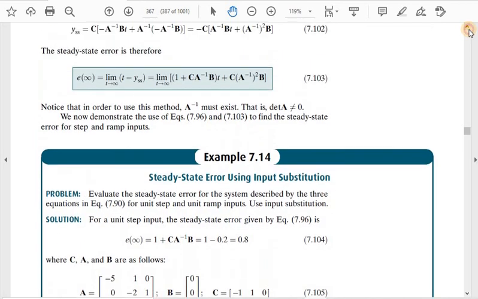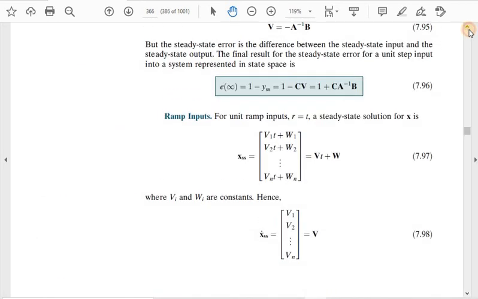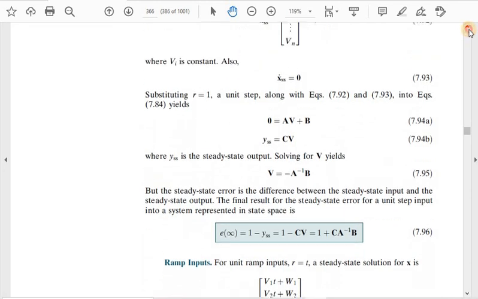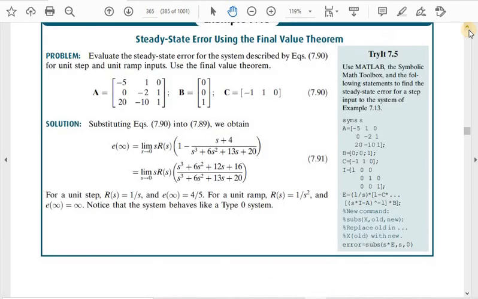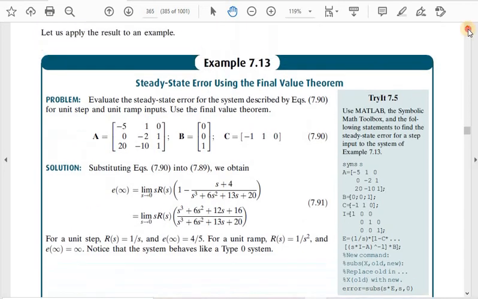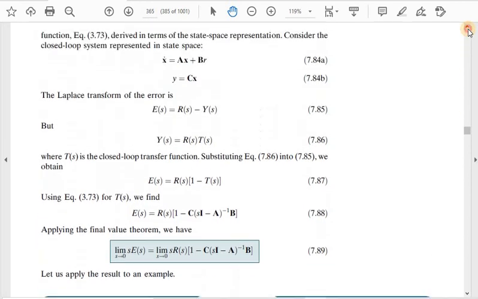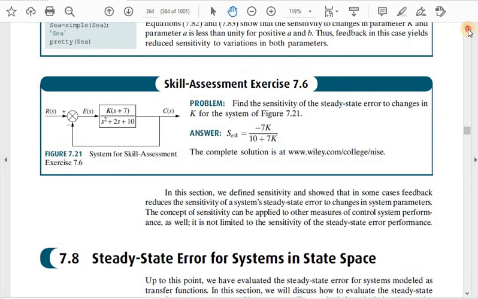Also solve examples so that you understand what this means. Especially if I go through it today, we discussed that the main thing is the error with respect to disturbances, which we calculate by making the input D of S and the output the error. You can easily calculate that.